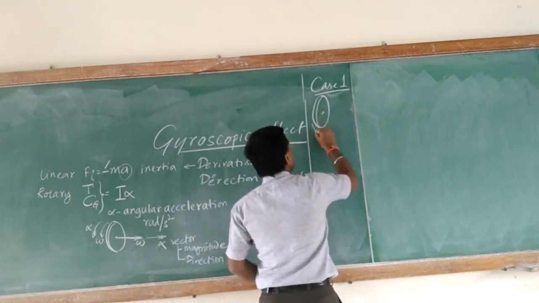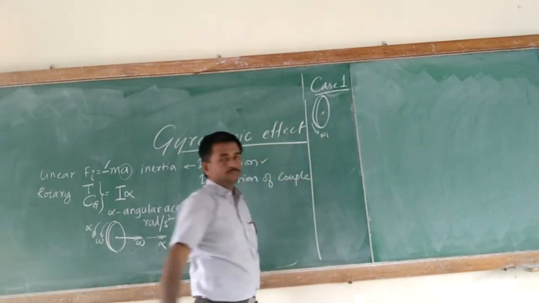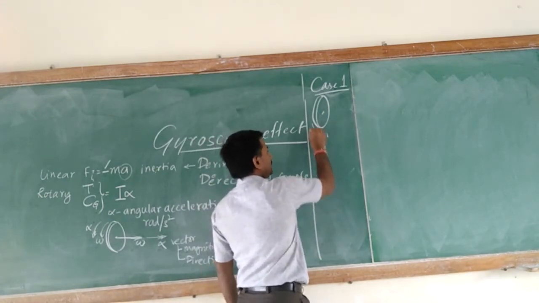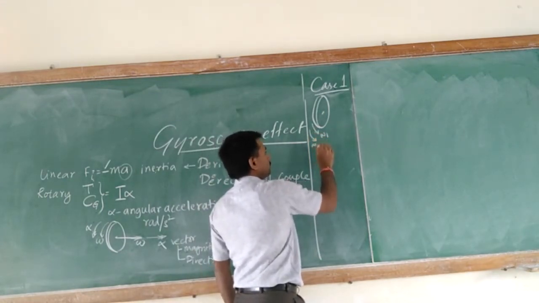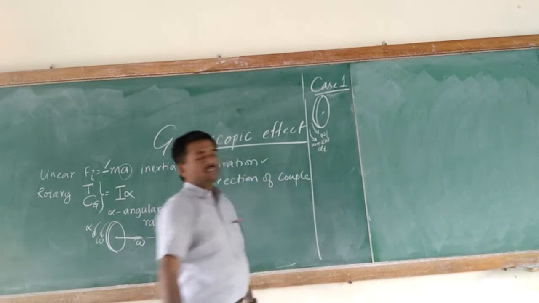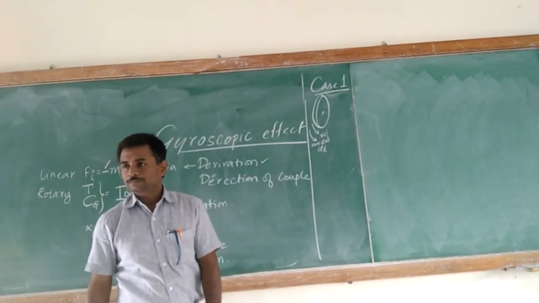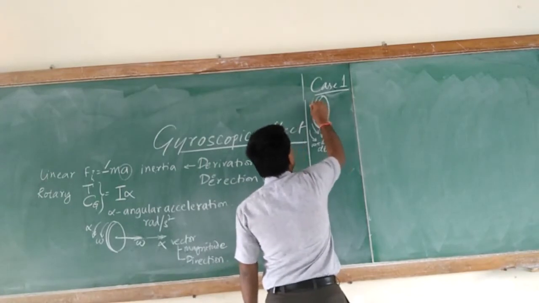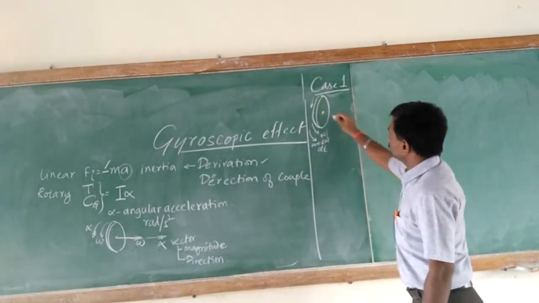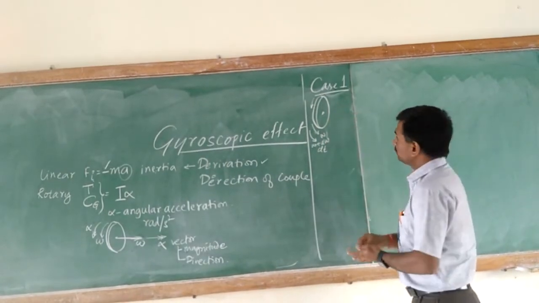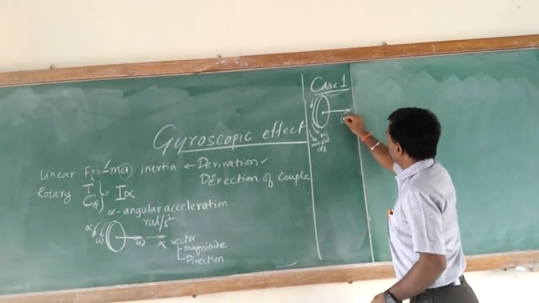Let us take this. Initially its angular velocity is omega. After time, let us say dt, it changes to omega plus d omega. Okay, so let us draw it. Suppose direction is like this. Then again, this is the direction of angular velocity.